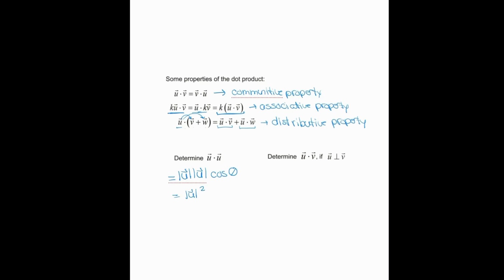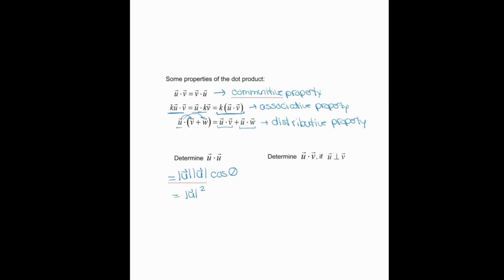So they're perpendicular to each other. That means there's an angle of 90 degrees. This you may find referred to in your textbook as orthogonal, which just means 90 degrees. So anytime you see anything that says it's orthogonal, just know that it's 90 degrees.